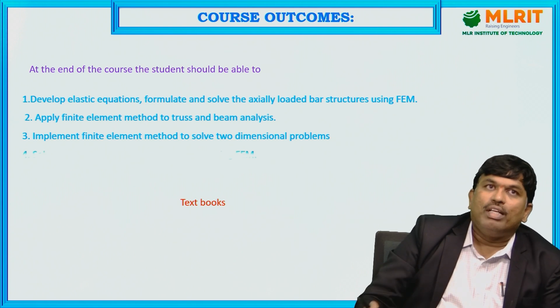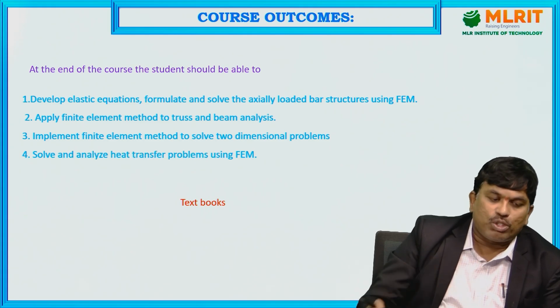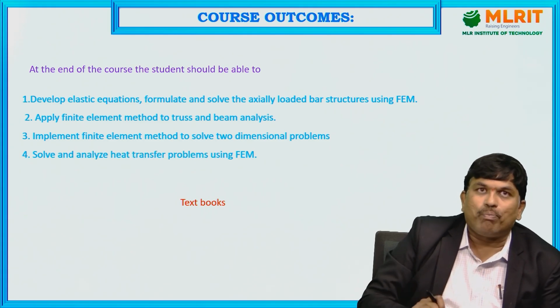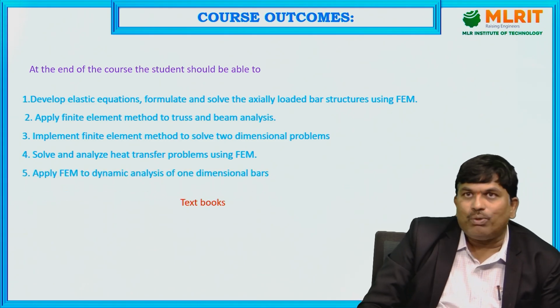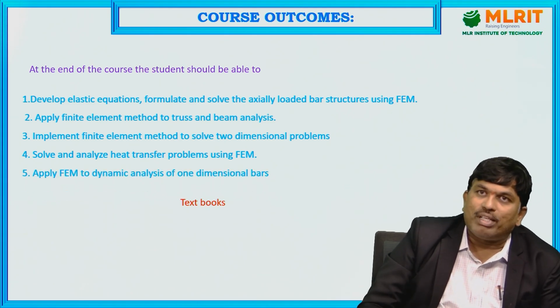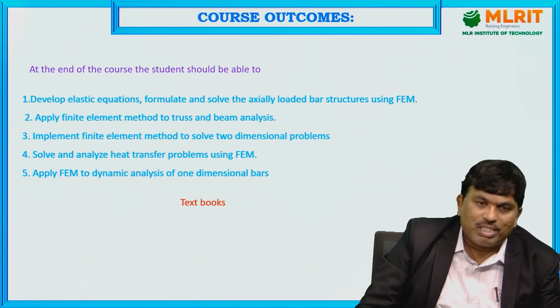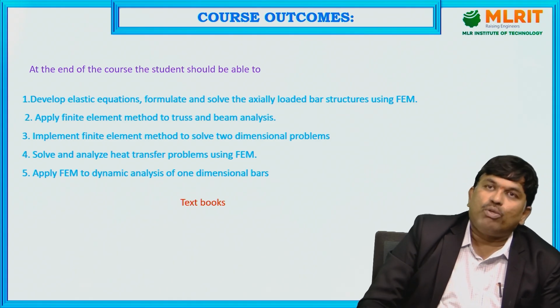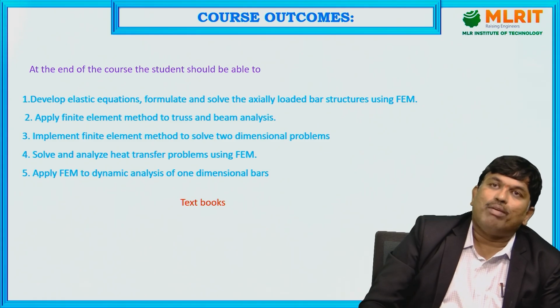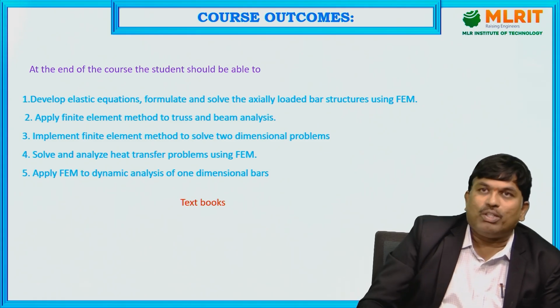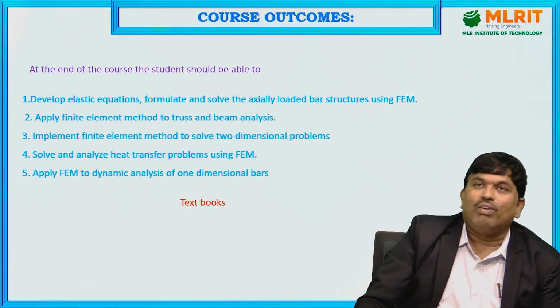The fourth one is that the students are able to solve and analyze heat transfer problems. The last outcome is that the students are able to apply the finite element method in dynamic analysis. That means the students are able to find the frequencies and mode shapes using the finite element method. So at the end of the course, the student will learn these 5 outcomes.